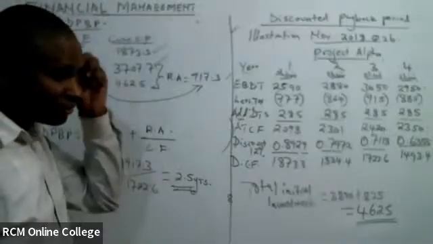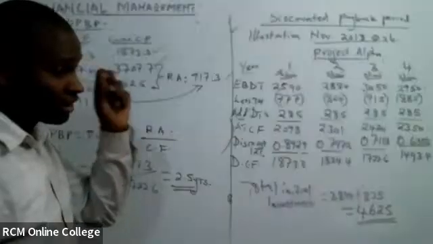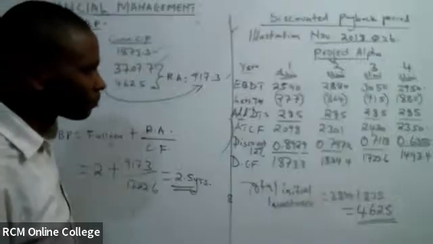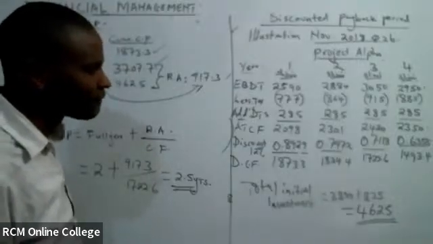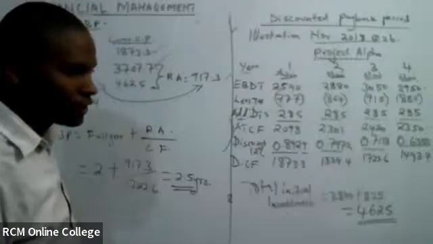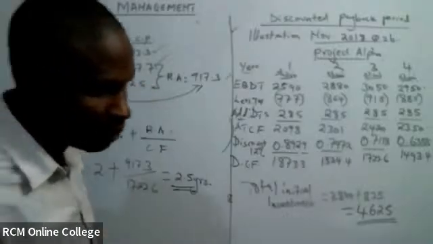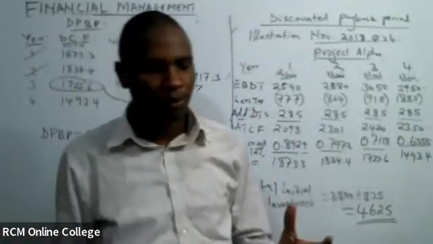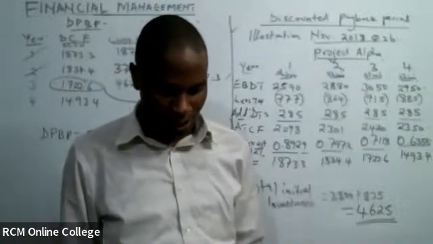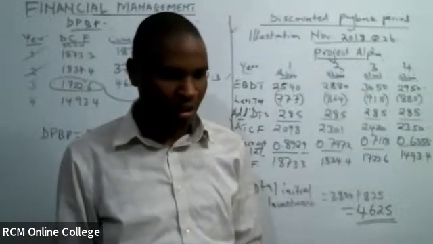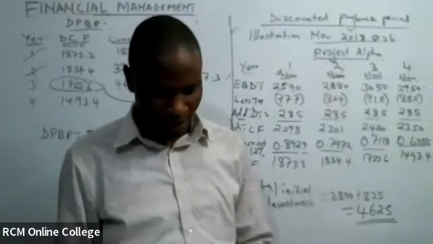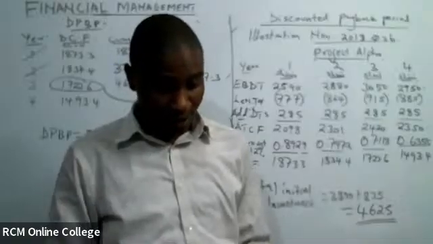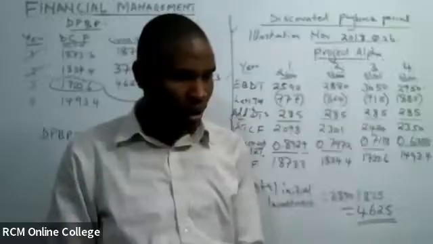Great. Yes, we choose project alpha since it has a shorter period to recover. It will take us just 2.5 years to recover the initial outlay. And the other project will take us 3.9 years, almost 4 years, to recover that. So that is it. Let's go to the final appraisal technique.